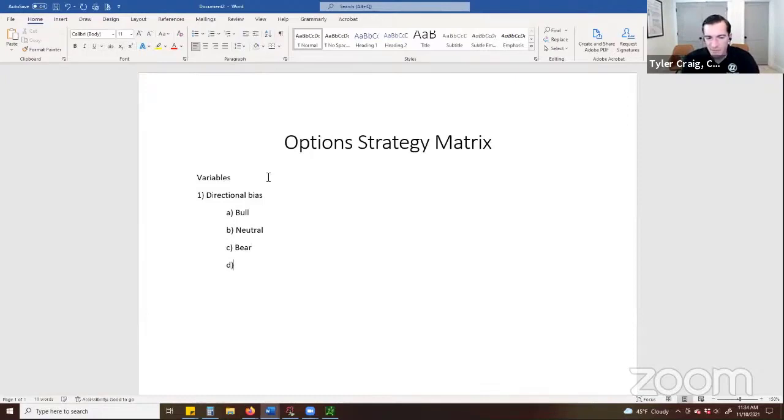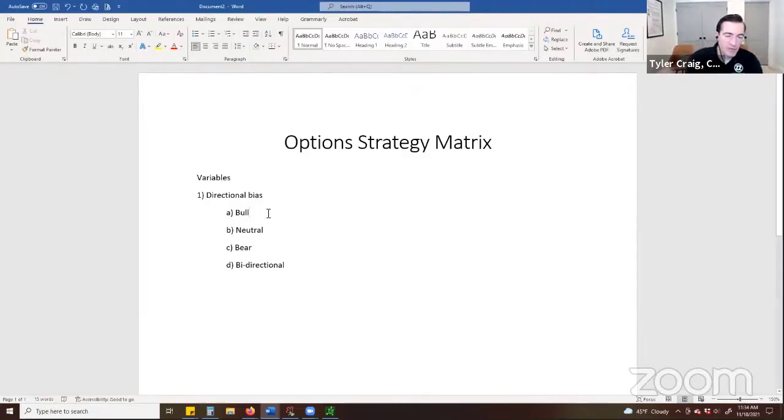We could even go one step further and say bidirectional. What's bidirectional? Well, bull is the opposite of bear. What's the opposite of neutral? What's the opposite of thinking it's going to go sideways? The answer is bidirectional, thinking it's not going to go sideways, thinking it's going to go either up a lot or down a lot.